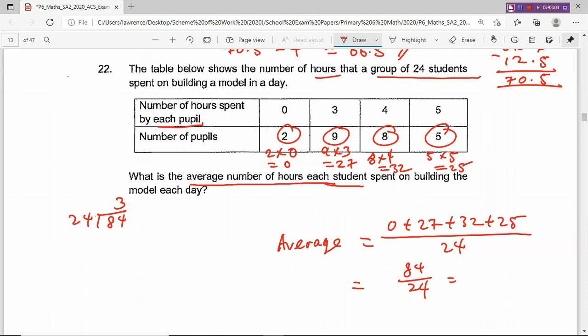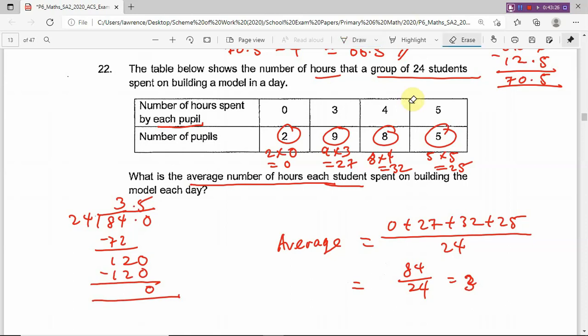So you have to do some guess and check. What times 24 equals 84 or very near? You will get 72 and you get 12 as a remainder. And then how to continue dividing to get a decimal? Put a point 0, put the 0 down, raise up the decimal point, and 24 times 5, you get 120 and remainder 0. So what's the average? The average is 3.5 hours. And that's how you find the average.